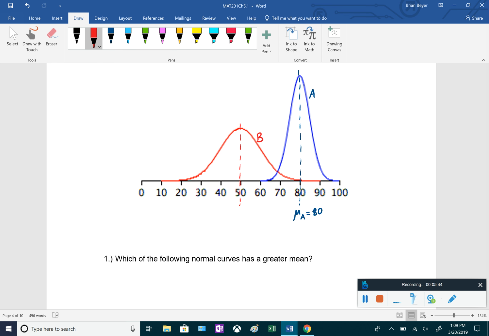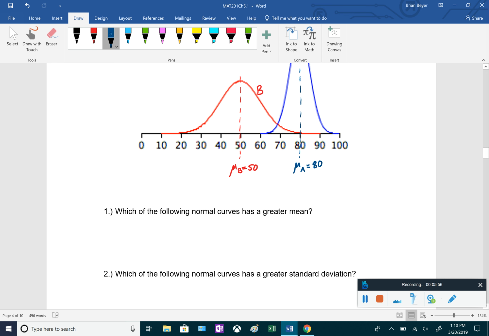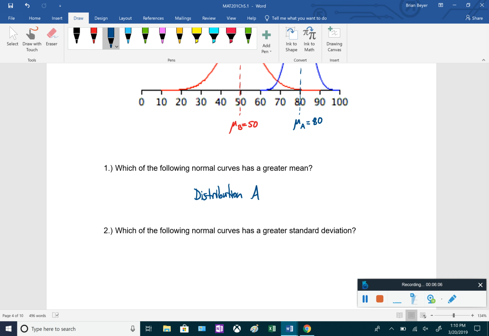For B, I'm going to call that mu with a subscript of B, and that mean is going to be 50. So the one with the greater mean is going to be distribution A. Okay, next question, we want to know which of the following curves has a greater standard deviation.